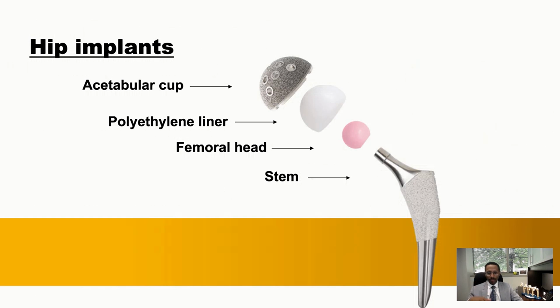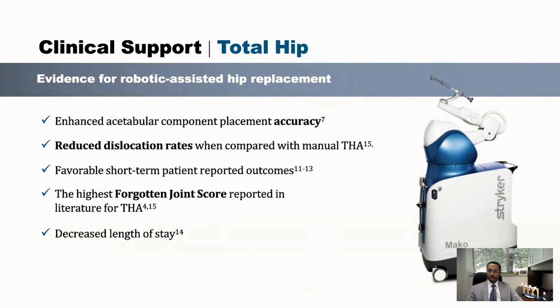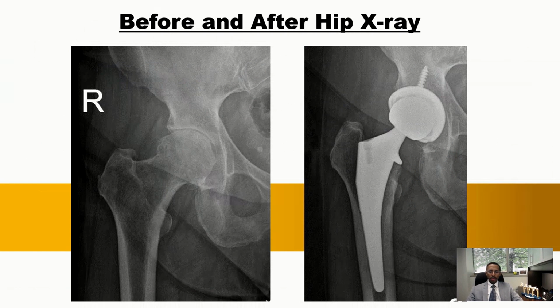And we put in a stem in the bone, which also provides structural support for the bone and allows the hip to move naturally. Now, the unique way that I do my procedures is that I use a robotic assisted tool for hip replacement surgery. In my opinion, and there is evidence to support this, it allows for better accuracy, it reduces hip instability or dislocation, and it has good short-term patient-reported outcomes, and it has a very high forgotten joint score, which means that a year or two beyond surgery, patients can actually hardly tell the difference of which hip has been replaced after surgery.